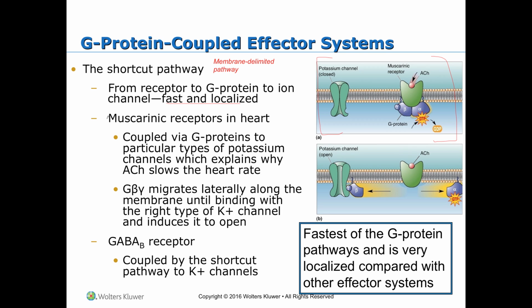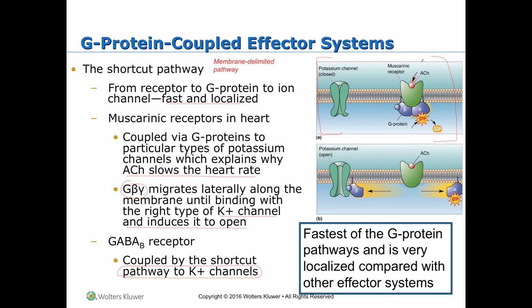So a good example of this shortcut pathway is found in the muscarinic receptors in the heart, the acetylcholine receptor, or GABA B receptors coupled by the shortcut pathways to potassium channels. In the heart, these muscarinic receptors are coupled via G proteins to particular potassium channels, which explains why acetylcholine slows the heart rate. So G beta gamma migrates laterally along the membrane until it binds to the correct type of potassium channel and induces it to open, allowing for potassium to exit.